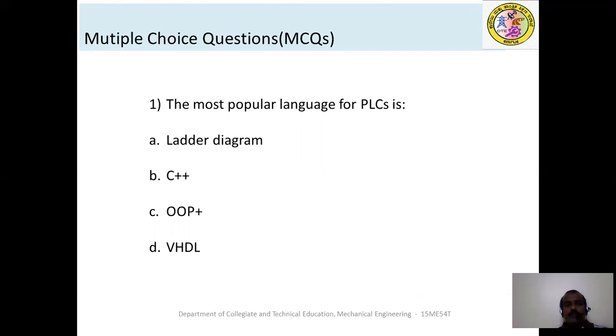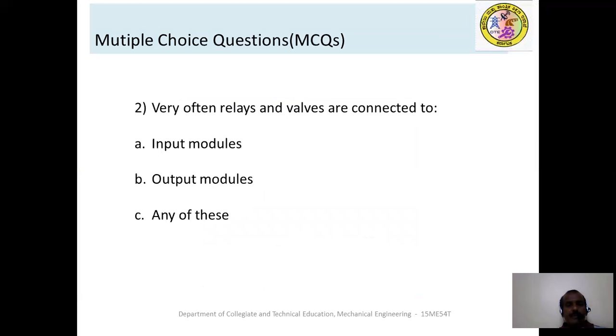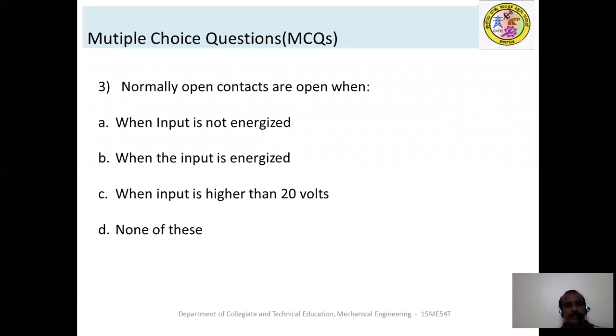Coming to the multiple choice questions: The most popular language for PLC is: A, ladder diagram, B, C++, C, U+, D, VHDL. The answer is A, ladder diagram. Very often, relay coils are connected to: input modules, output modules, any of these. The answer is B, output modules. Normally open contacts are open when: A, input is not energized, B, input is energized, C, input is higher than 20 volts, D, none of these. The answer is A, when input is not energized.